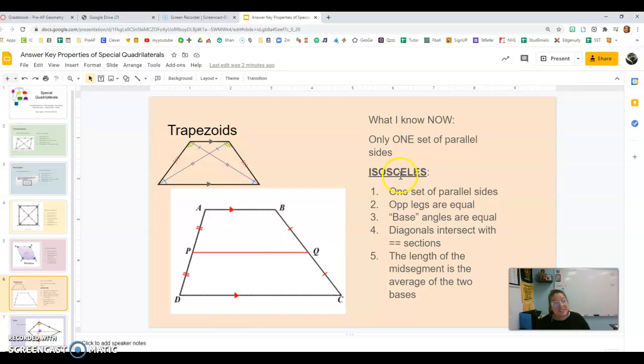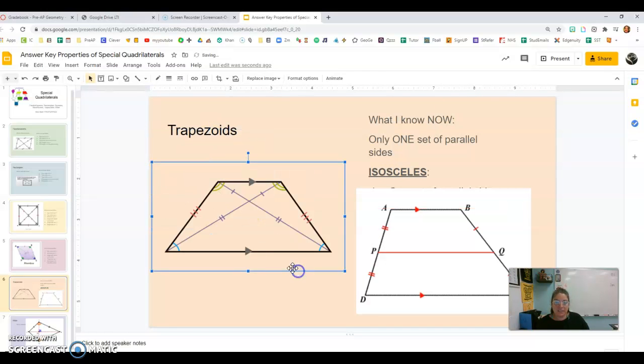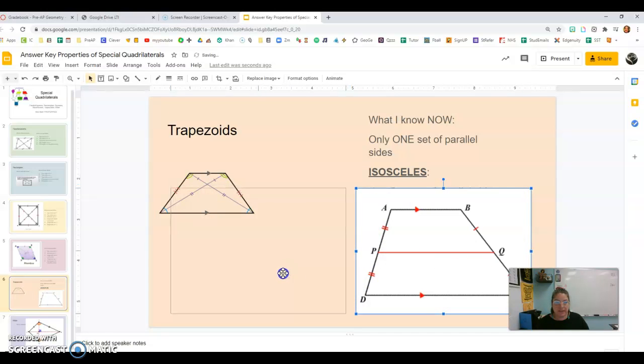With an isosceles trapezoid, I'm going to move this picture out of the way and blow this one up a little bit, okay? With an isosceles trapezoid, the two legs end up being equal to each other, just like in an isosceles triangle, right? The two sides were equal to each other. And so that's what happens with an isosceles trapezoid. The other thing that happens is that the two base angles end up being congruent to each other. That's why there's this little blue mark and a little blue mark over here, okay? All right, let's move this back out of the way.